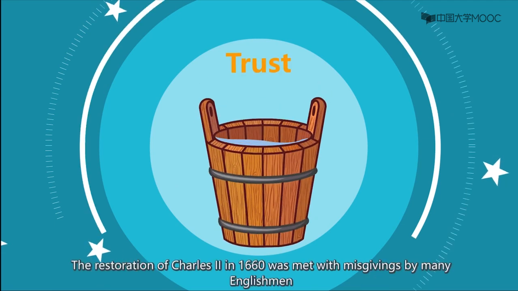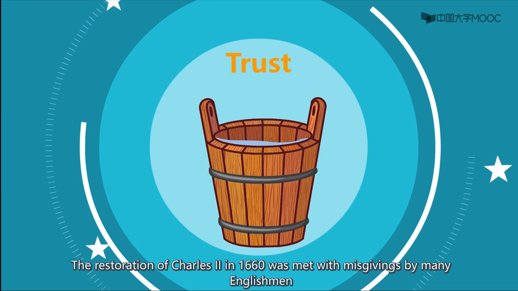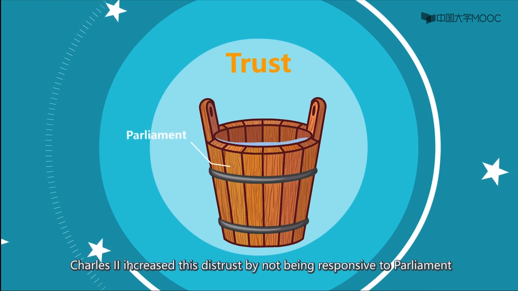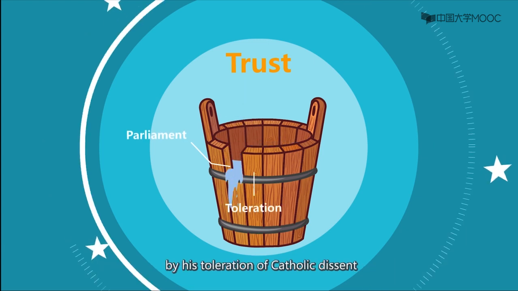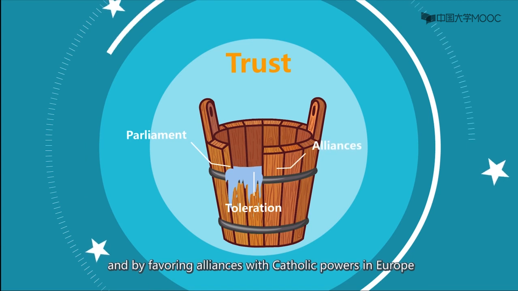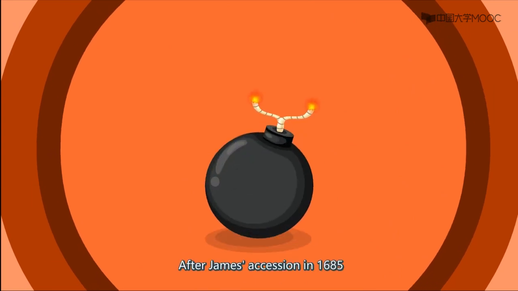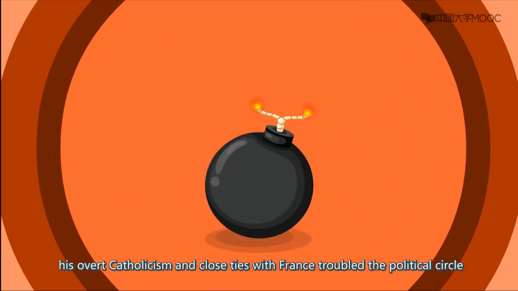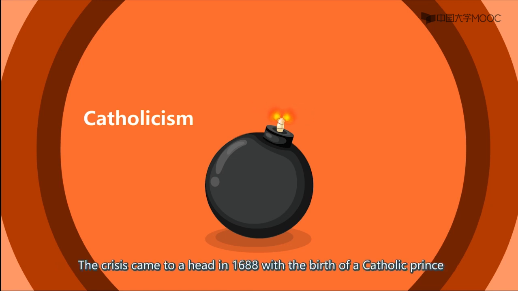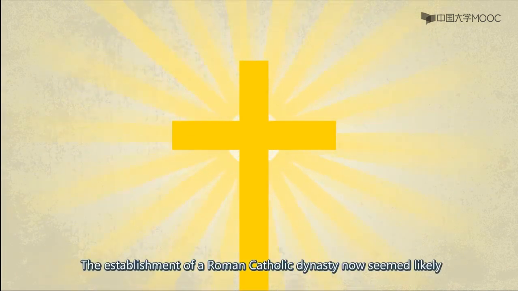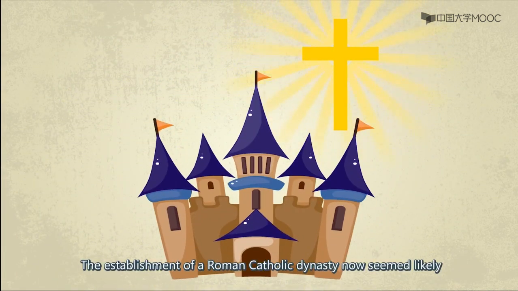The restoration of Charles II in 1660 was met with misgivings by many Englishmen. Charles II increased this distrust by not being responsive to Parliament, by his toleration of Catholic dissent, and by favoring alliances with Catholic powers in Europe. After James' accession in 1685, his overt Catholicism and close ties with France troubled the political circle. The crisis came to a head in 1688 with the birth of a Catholic prince. The establishment of a Roman Catholic dynasty now seemed likely.